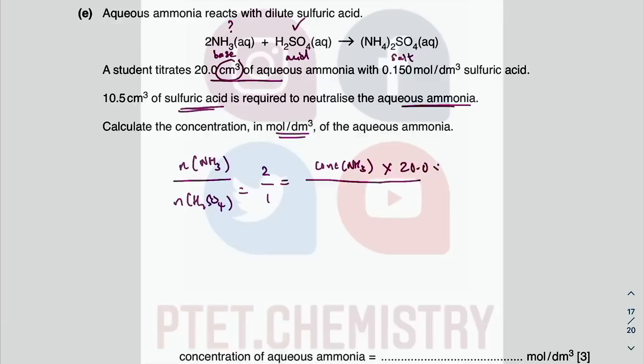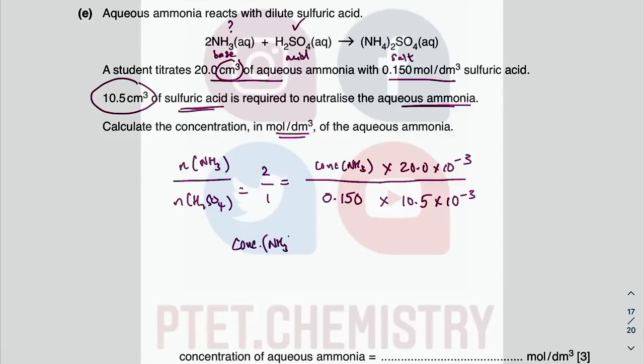So I need to convert that to dm cube by multiplying by 10 to the minus 3. The concentration of the sulfuric acid is 0.150 mole per dm cube. Again, the volume of sulfuric acid is in cm cube, so convert that to dm cube. This will give me the actual mole of NH3. This gives me the actual mole of H2SO4. This gives me the mole ratio based on the balance equation. Alright, so rearranging that, I will get the concentration of NH3 in mole per dm cube, because this is already in dm cube.